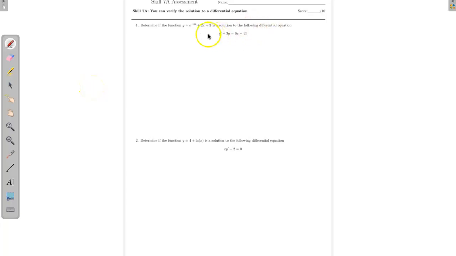All right, we're going to go over the Unit 7 practice test and just see how you would be expected to do all these problems and see the skills you needed for the Unit 7 test. So this first page is all about verifying the solution to a differential equation.